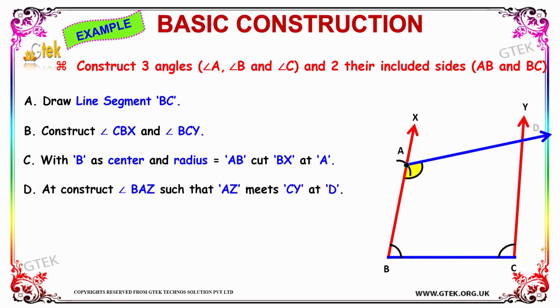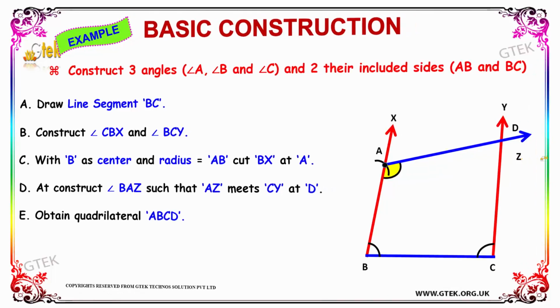In a similar way, the next step is as follows. We construct angle BAZ such that AZ meets CY at D. Now, as you can see, we have obtained the quadrilateral ABCD. So you can find the region.